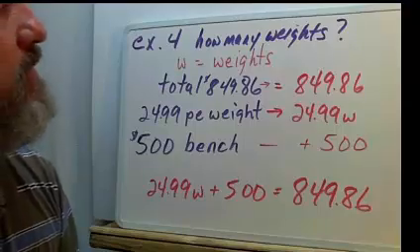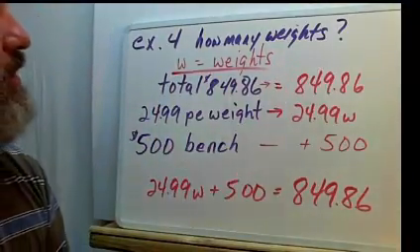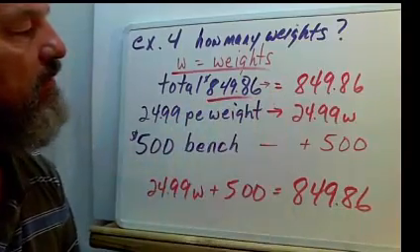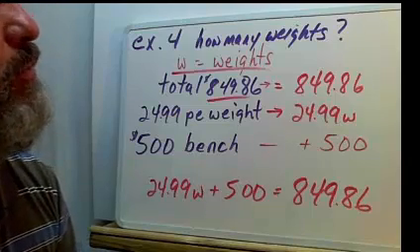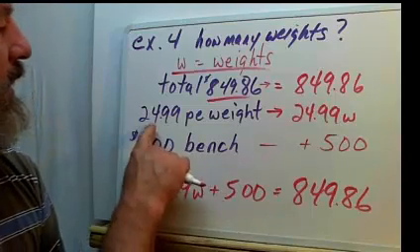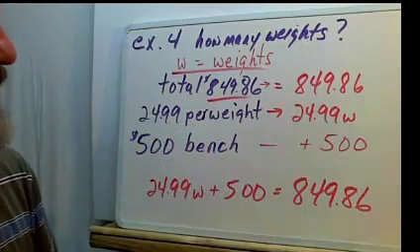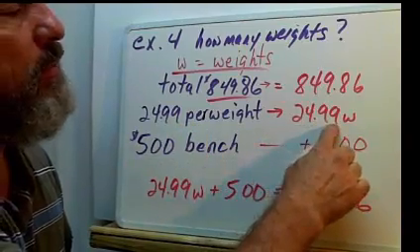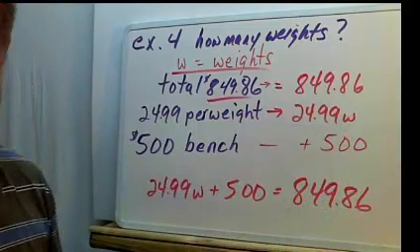They ask how many weights. So immediately we're going to define a variable. W is going to equal weights. They also tell us that our grand total was $849.86, and it's $24.99 per weight. So it is 24 and 99/100ths W times W. And then lastly, we paid $500 for a bench.